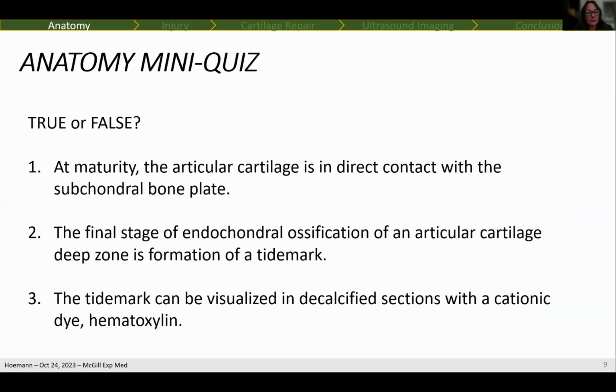And that leads us to our first question period. This is a class, so I'm wondering if anyone could answer. Go ahead and unmute yourself. True or false? At maturity, the articular cartilage is in direct contact with the subchondral bone plate.